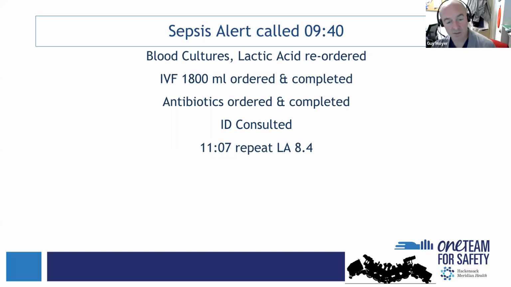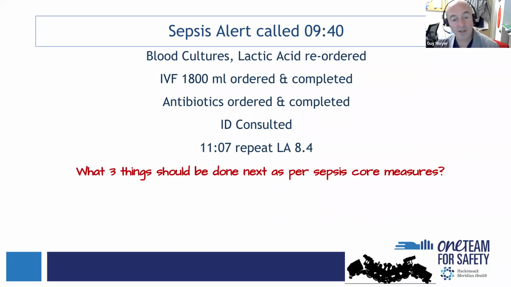ID was consulted. They did a second repeat lactic acid within that first 3-hour time period at 11:07, and the lactic acid was declining. It was 8.4. So what 3 things should be done next as per sepsis core measures on this patient?